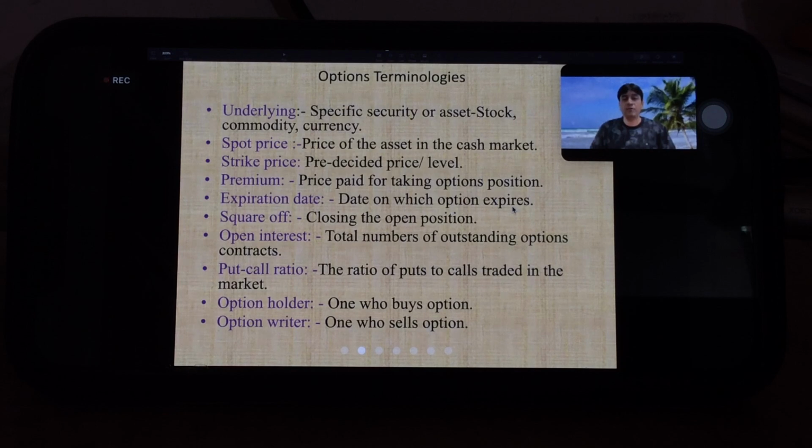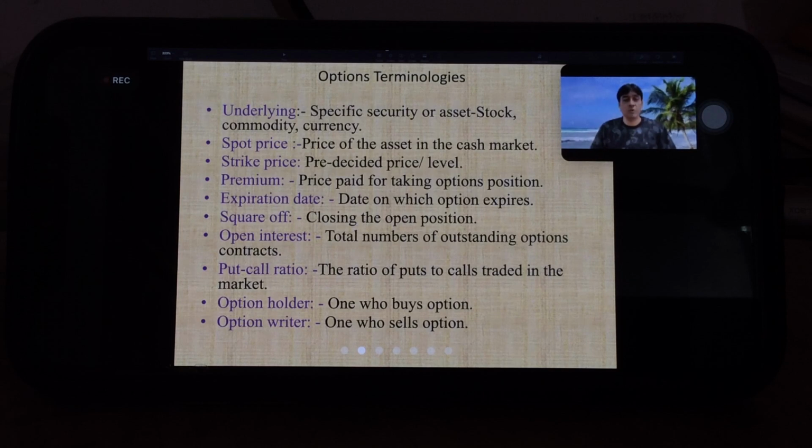Expiration date, we have seen, is the date on which the option expires. So expiry in the Indian market for stocks is the last Thursday of every month. Clear? Last Thursday of every month. If Thursday is a holiday, then it is preponed to Wednesday. And for indices, that is Nifty and Bank Nifty, the expiries are also weekly, every Thursday. Every week, every Thursday, there is expiry of indices.